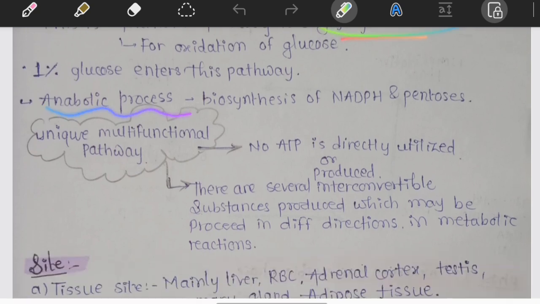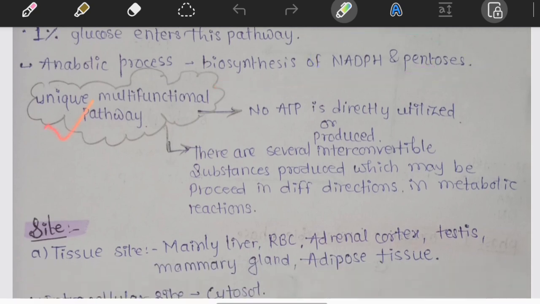It is an anabolic process because biosynthesis of NADPH and pentoses occurs. It is a unique multifunctional pathway because no ATP is directly utilized or produced, and several interconvertible substances are produced which may proceed in different directions in the metabolic reactions. Hence it is a unique multifunctional pathway.